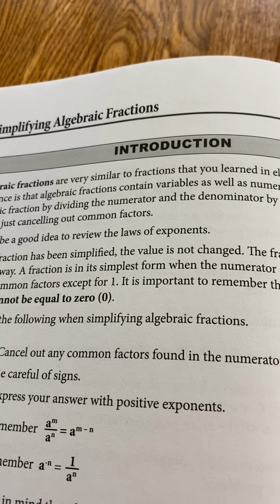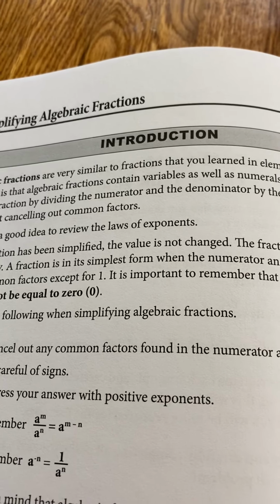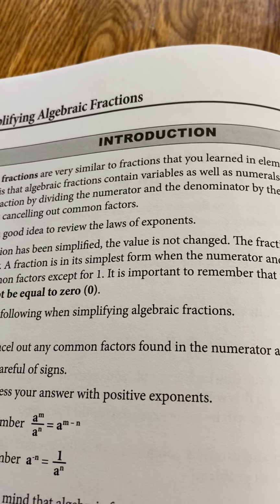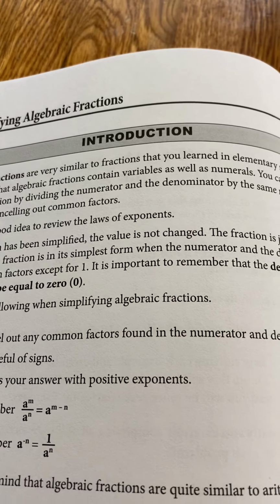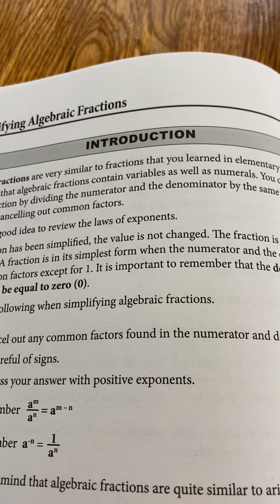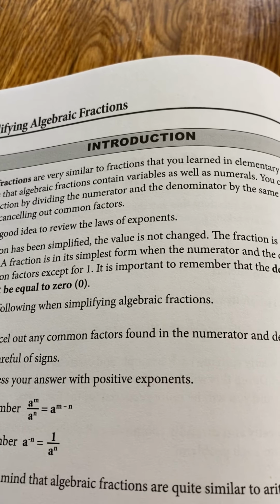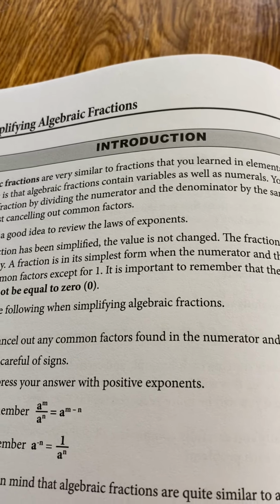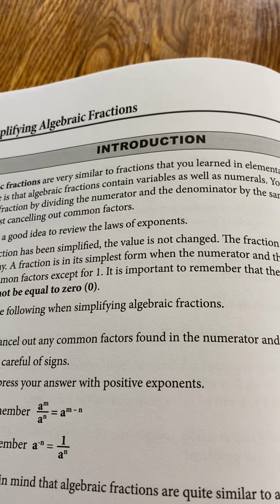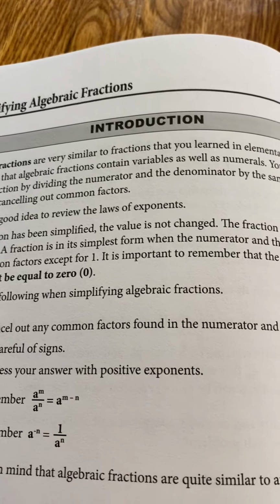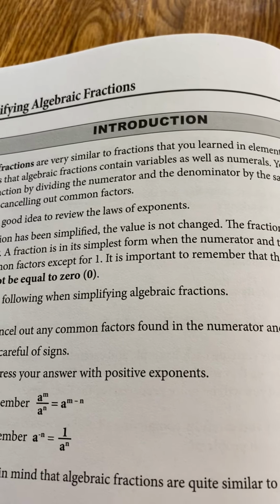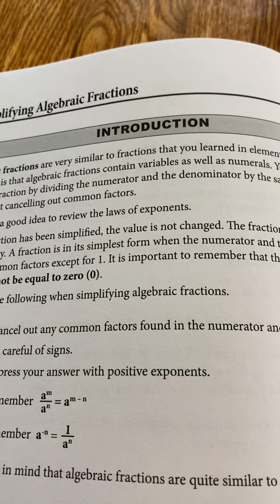Reviewing the laws of exponents goes along with 1-7 that we have just gone over. When a fraction has been simplified, the value is not changed. The fraction is just written in a simpler way. A fraction is in its simplest form when the numerator and the denominator have no common factors except for 1. It is important to remember that the denominator in a fraction cannot be equal to 0. And I'll say that one more time. It is important to remember that the denominator in a fraction cannot be equal to 0.